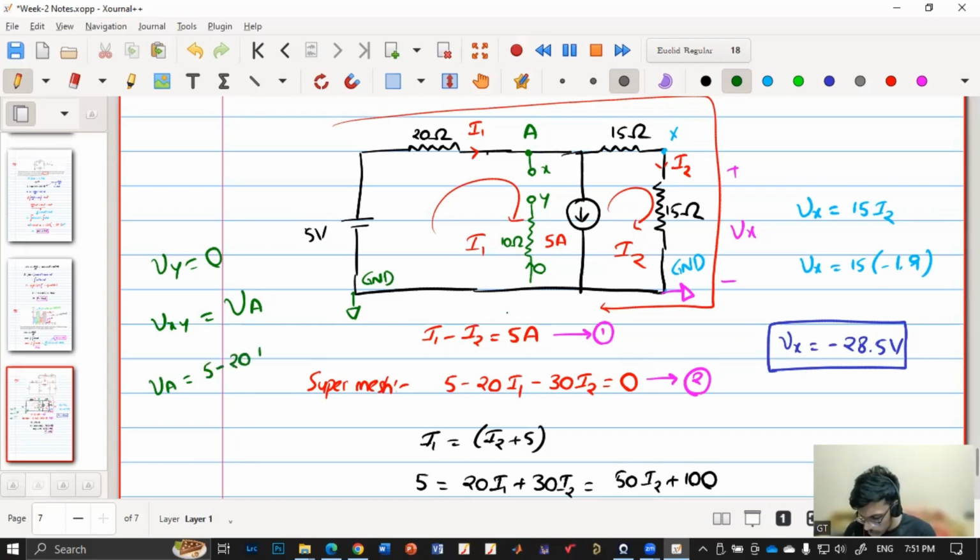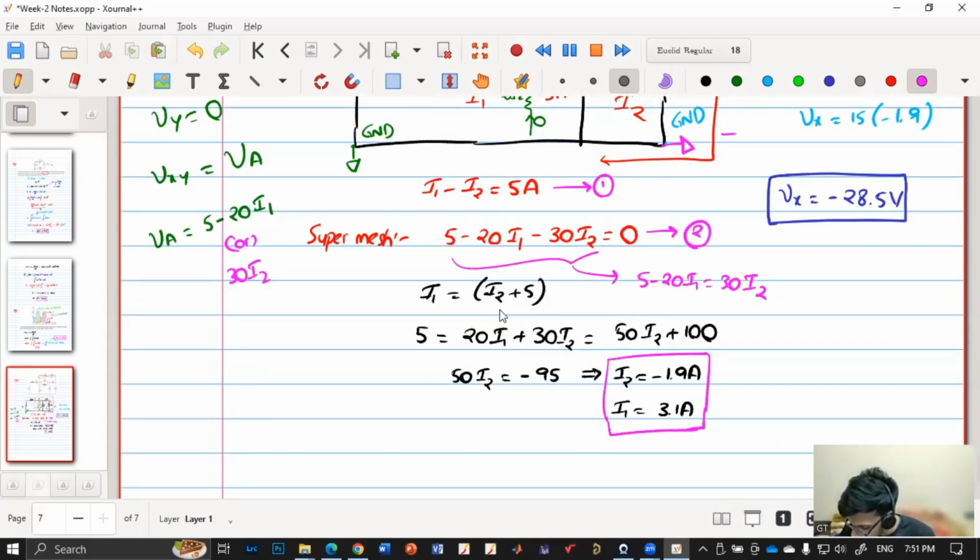Yes, this is one way. Or it can also be 30 I2, right? Because if I go from this path, it will be 30 I2. If I go from the other path, it is 5 minus 20 I1. From this expression also, I will get 5 minus 20 I1 is 30 I2. So both should give me the same value. So what is 30 into I2? Minus 57.